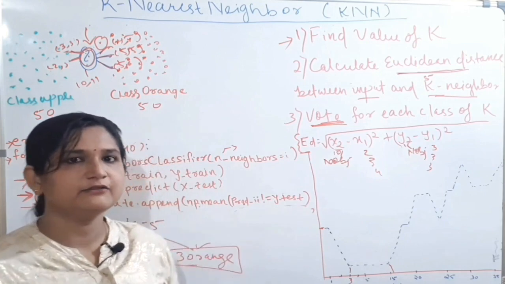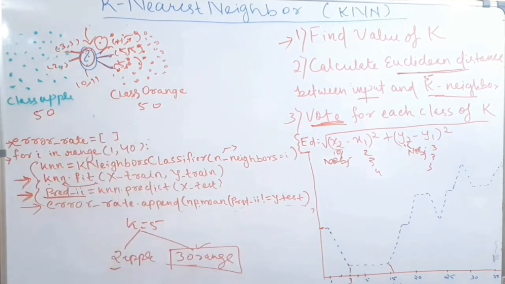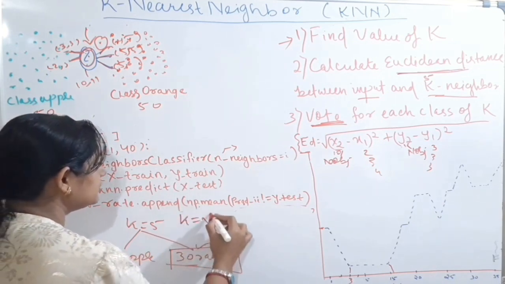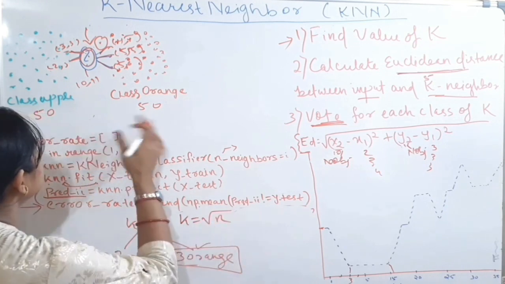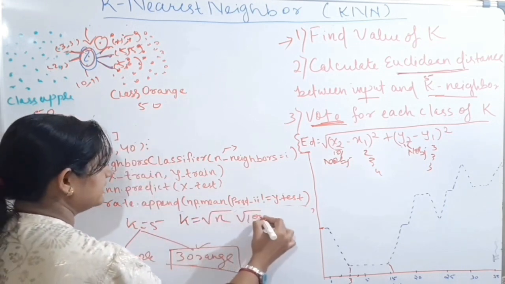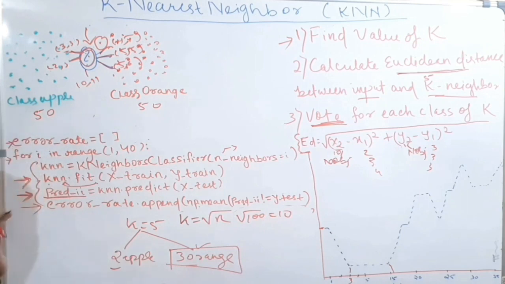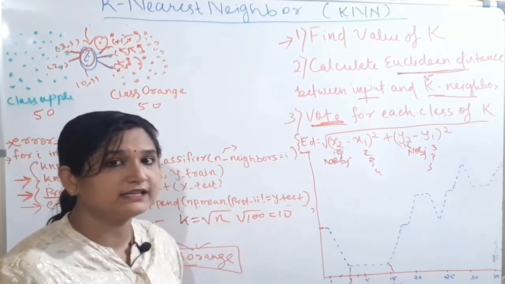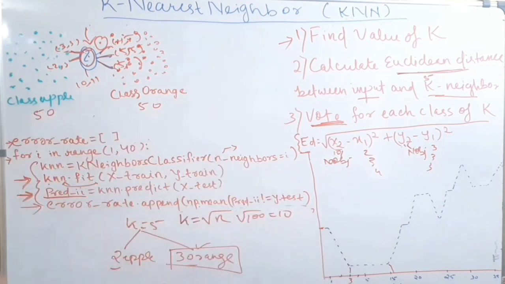For that you have to write some code. This is a chunk of code which I have written. Commonly people say that K should be the square root of n. Here n is 100, so the square root of 100 is equal to 10. This is the common way. But for accuracy, if you want the optimal K value, then you have to go for this chunk of code.